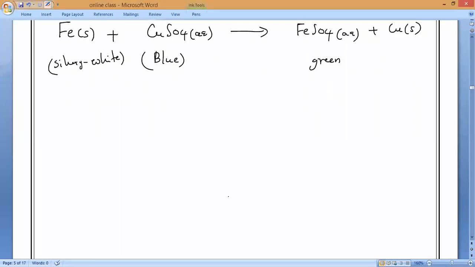Now, how to perform this activity? Go to the chemistry lab. Take one beaker, a test tube or beaker. In this, we have to take 10 ml of copper sulfate. What do we have to take, guys? 10 ml of what?